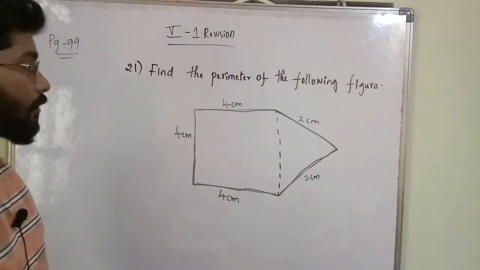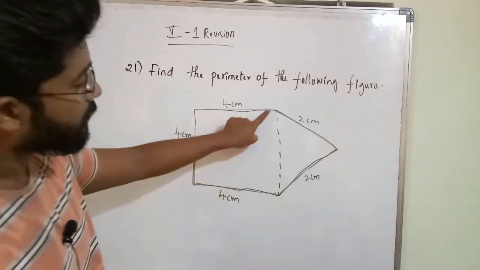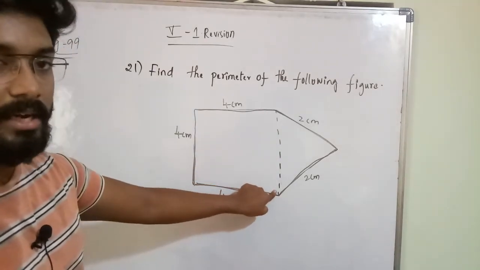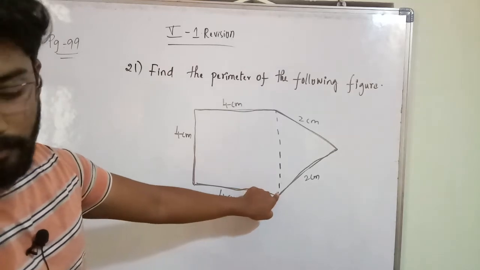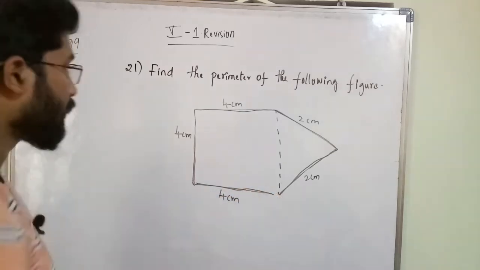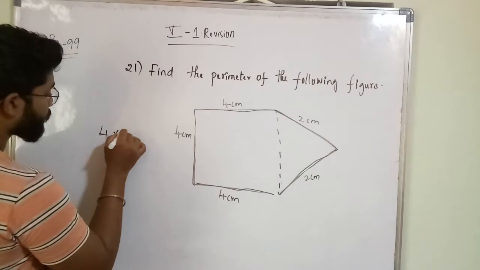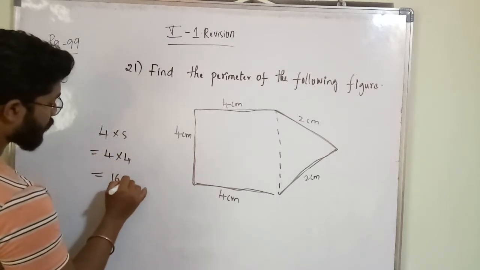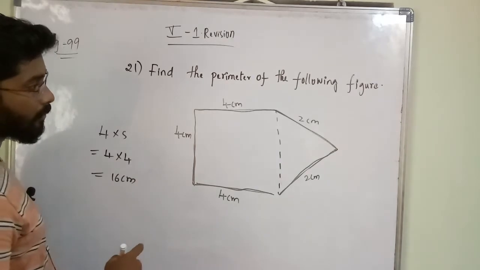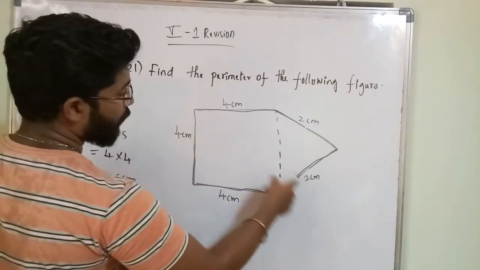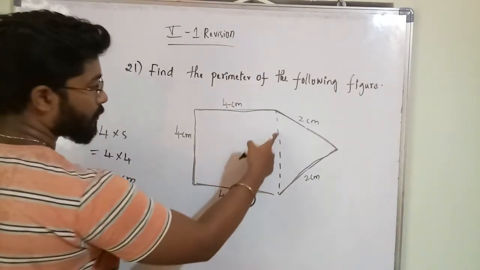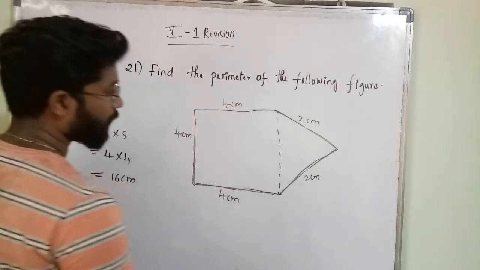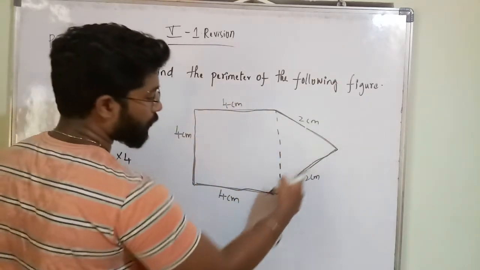Okay, actually this side is not there for you. This is imaginary. He has not given any side here. If you do like that, what you will get? 4 into S, 4 into 4, that is 16 centimeters. Here 2 plus 2 is 4, 4 plus 4, but you should not add this side. This side is not there. He is asking the perimeter, no? So you have to find out the outside boundary.